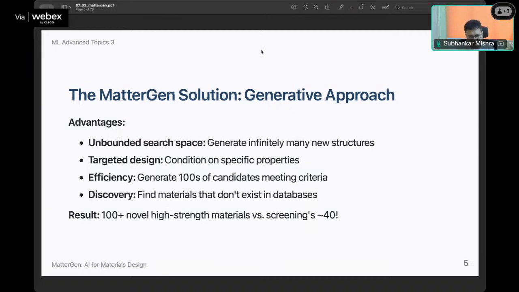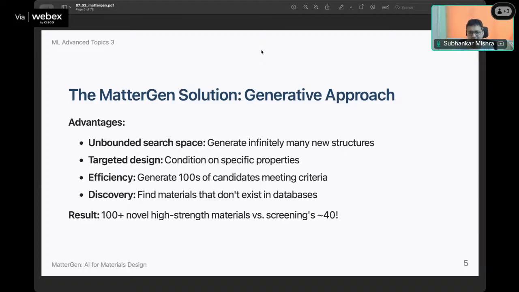Now, what are the advantages? Advantages, of course, are that we are not limited to the space that we are searching. We have gone beyond the materials databases. Rather than looking at each sample and checking if it validates our properties, we have started with the assumption that it has to satisfy our specific design criteria.